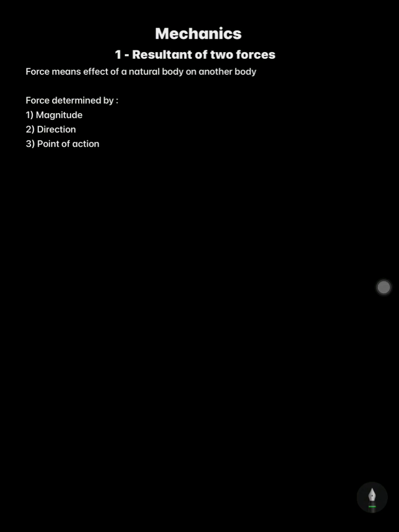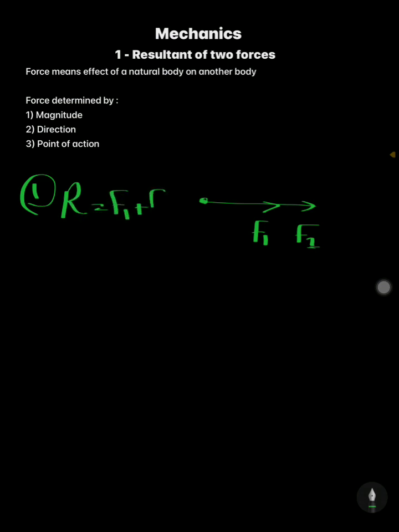Now, let's talk about resultant of two forces. If we have two forces and the two forces act in the same direction, F1 and F2 act in the same direction, how can we find the resultant of the two forces? To find the resultant of the two forces, we make F1 plus F2.